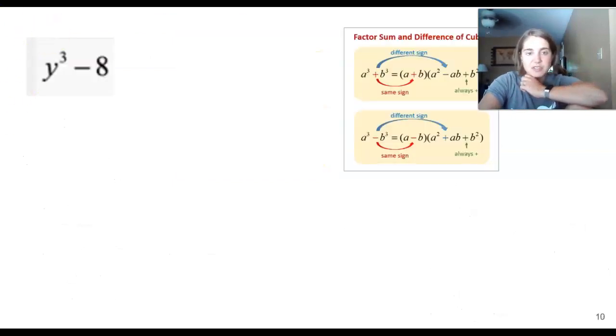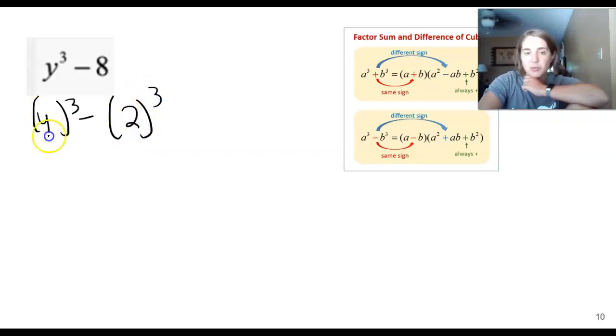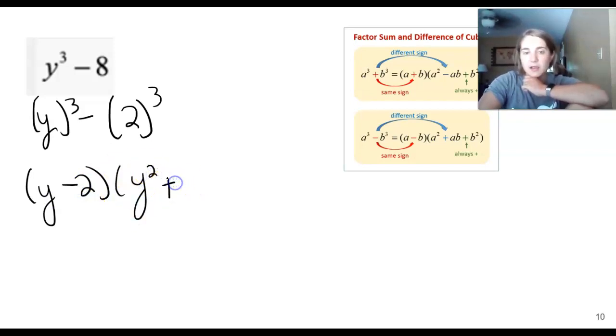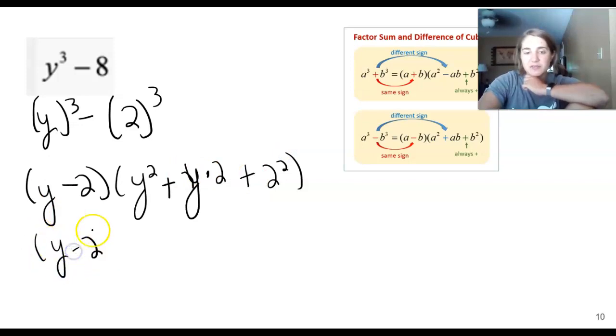This last one I want you guys to do by yourself. So go ahead and pause the screen, do it by yourself. Use one of these two formulas. We'd end up with 2 and a y. Same sign. Opposite sign. Always positive sign. And then I can just write that nicer. We'd actually probably write that as 2y.